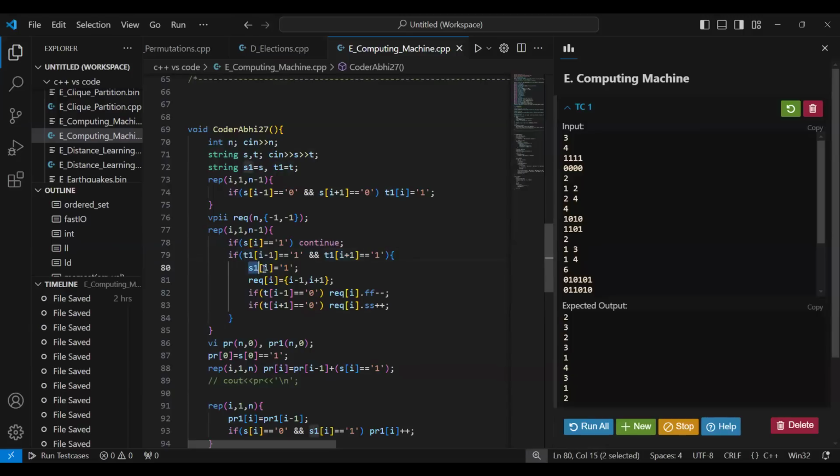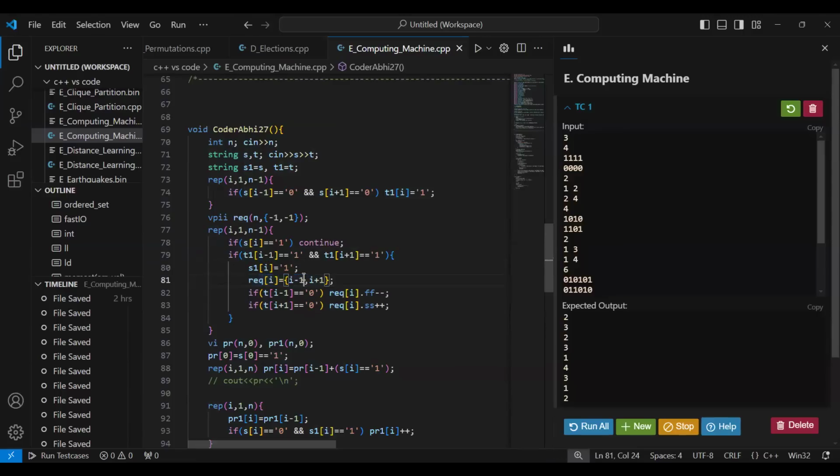So in that case, I can convert S dash to 1. Okay, so if this case is satisfied, we can convert this. This is the second operation. And once we have converted this from a 0 to a 1, we would store the required value.